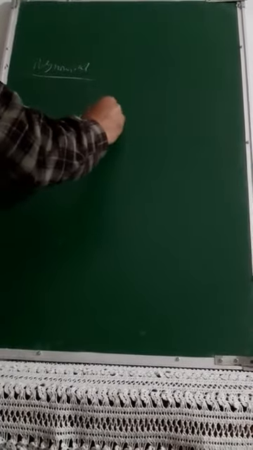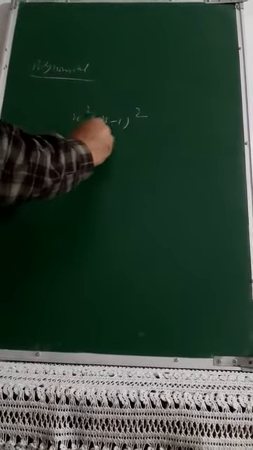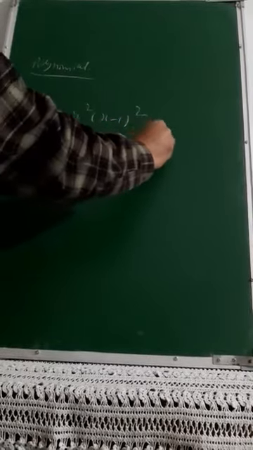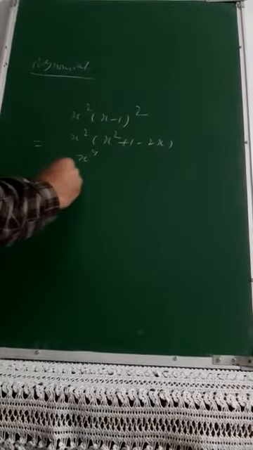Then question number 3 was write the degree of, first it was x square into x minus 1 whole square. So you need to expand this. So this will be x square plus 1 minus 2x. So definitely when you will be multiplying, highest power will be 4. So here the degree will be 4.